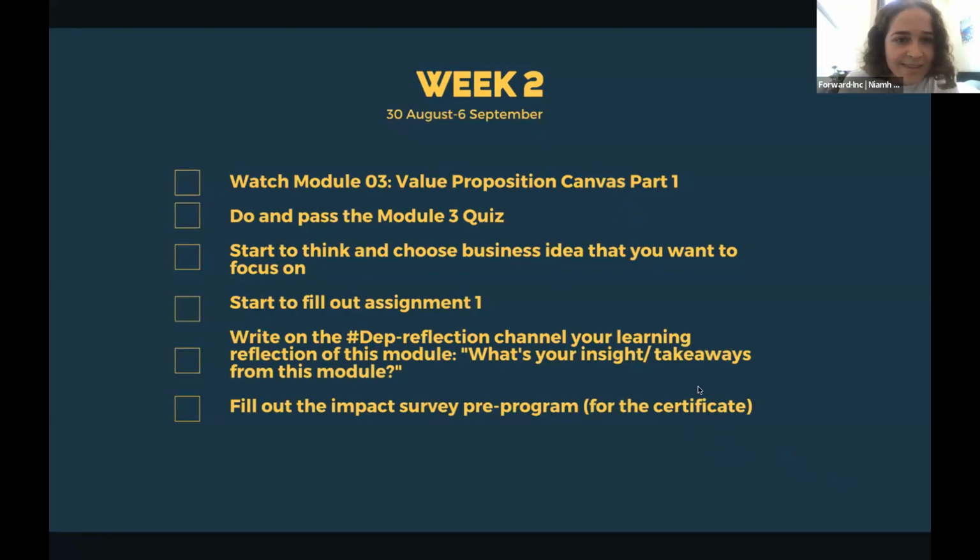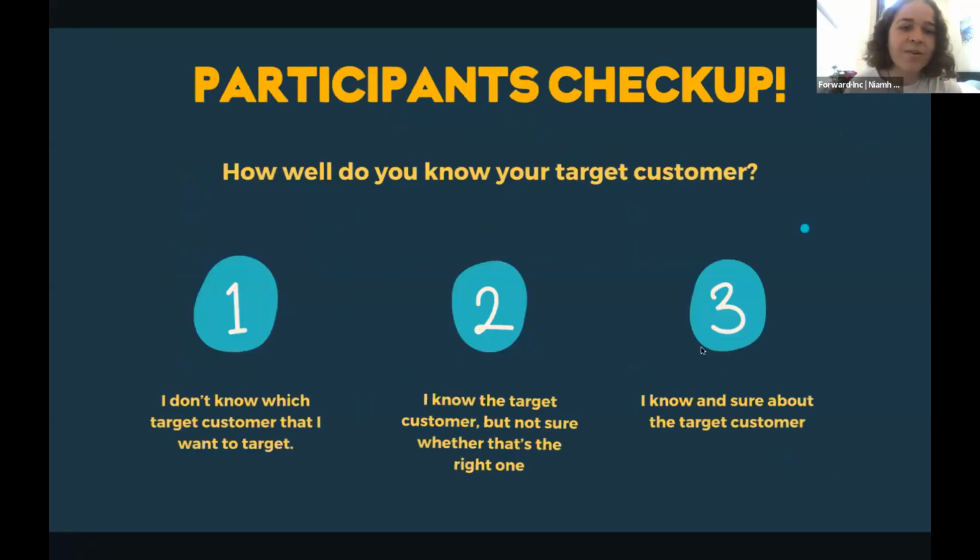So if we could go on to the next slide. Perfect. So for now, I'm going to need you to use the chat again. So if you could let me know, how well do you know your target customer according to the following 3 digits. So put number 1 in the chat if you don't know which target customer that you want to target. Number 2, if you know the target customer, but you're not sure whether it's the right one. And number 3, if you know, you're sure, you're good to go on who your target customer is.